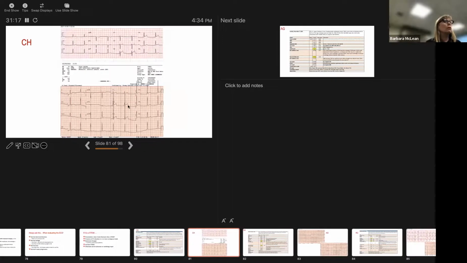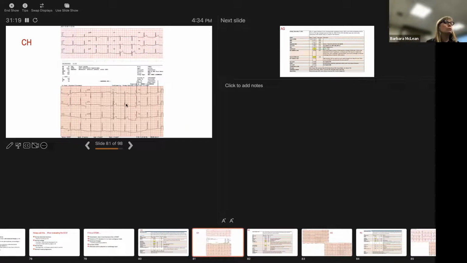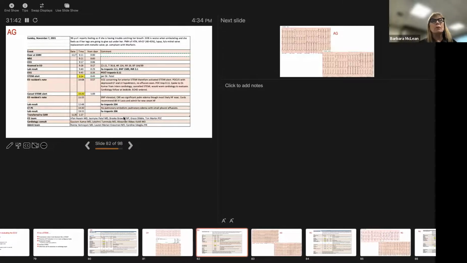So I'm going to use my cursor to show you this is a concave ST segment elevation. Do you see how it kind of slopes inwards? That is almost always non-acute coronary syndrome, concave. But this was absolutely right to have a cardiologist look at it because it looks like a STEMI. Okay, next patient.